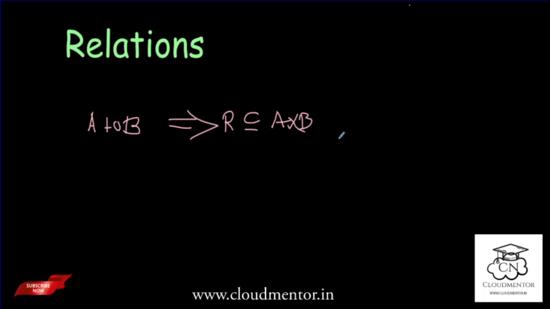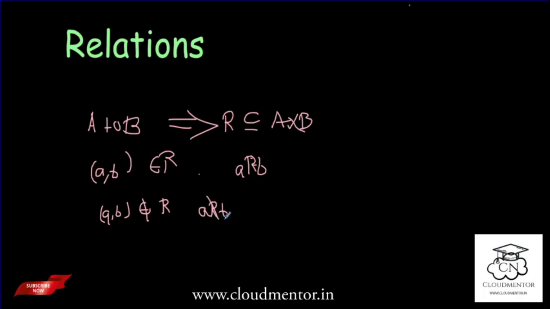And if R is a relation from a non-empty set A to a non-empty set B, and if the ordered pair (a, b) is an element of R, then we write a R b, which is read as a is related to b by the relation R. And if the ordered pair (a, b) is not an element of R, then we write it as a R b with a cross over it, and it is read as a is not related to b by the relation R.